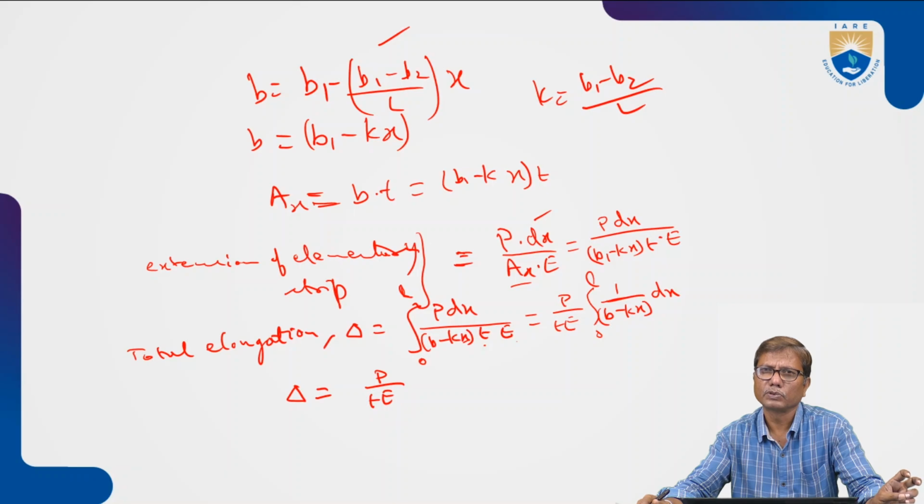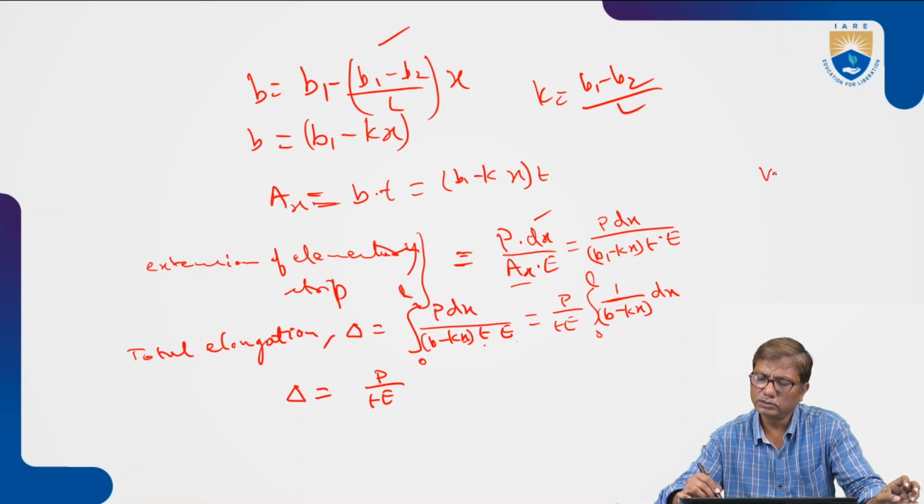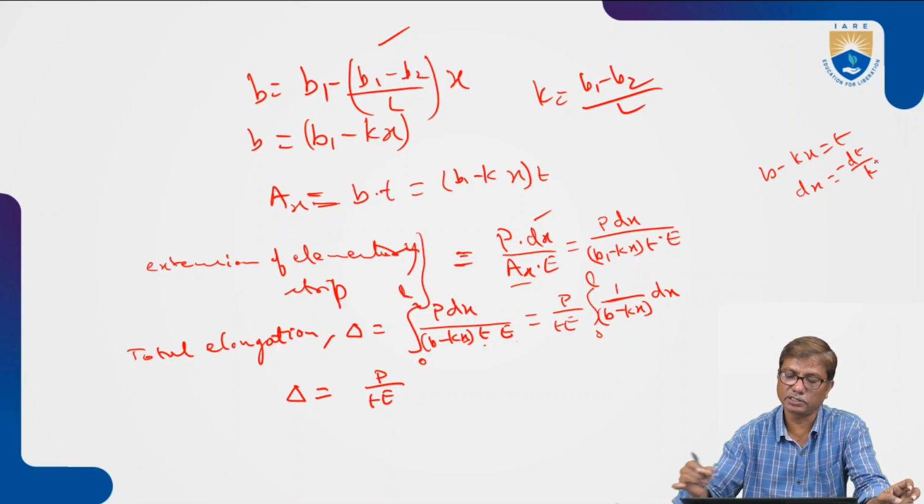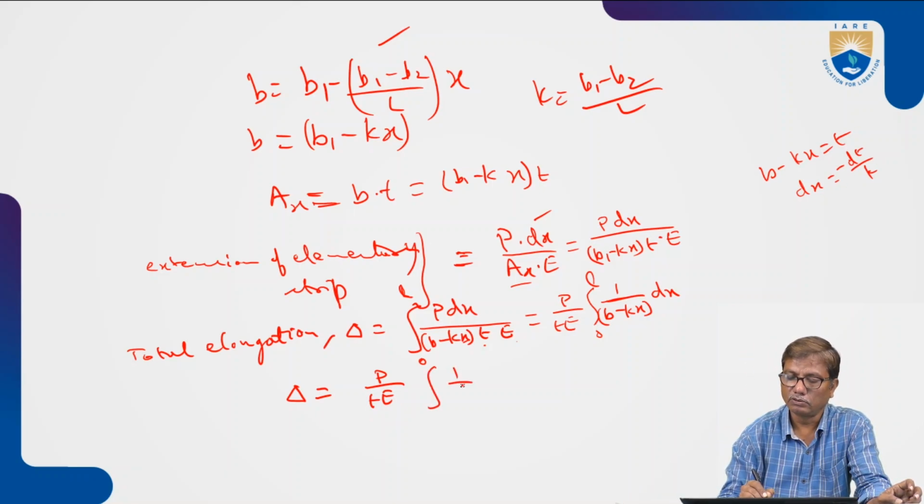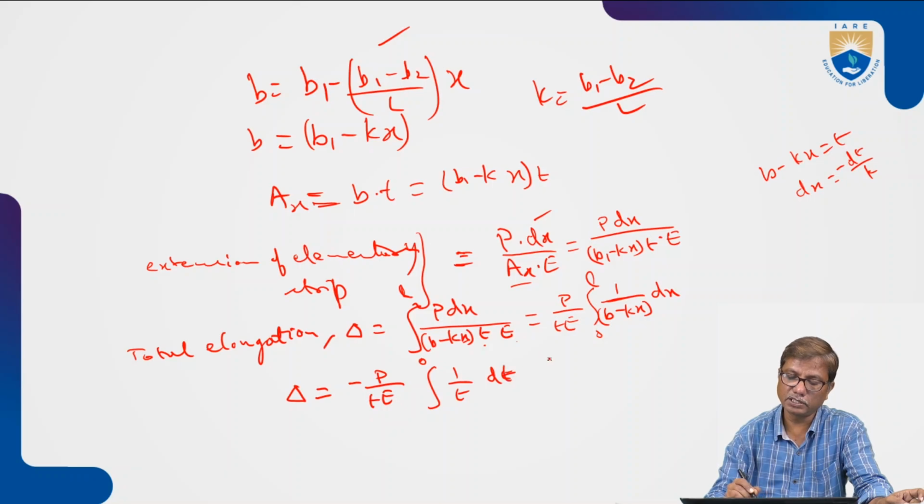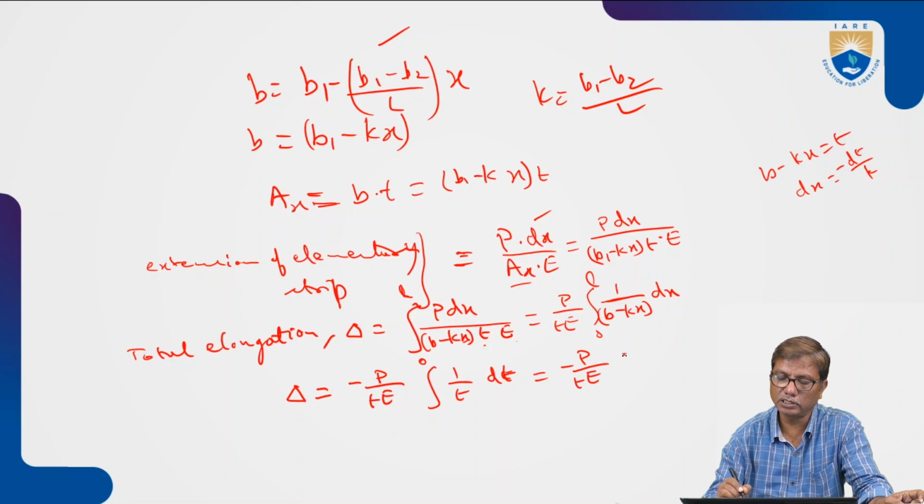So we can do this by substitution. b minus kx equal to t. So what is dx? From this we get dx equal to minus dt by k. That means integral of 1 by t dt, with a minus. And what is the integral of 1 by t dt? It is log t.